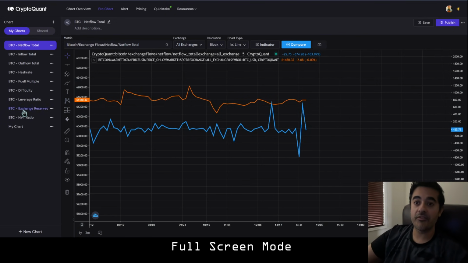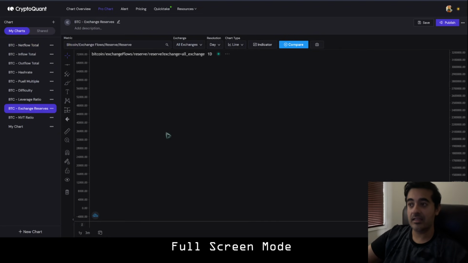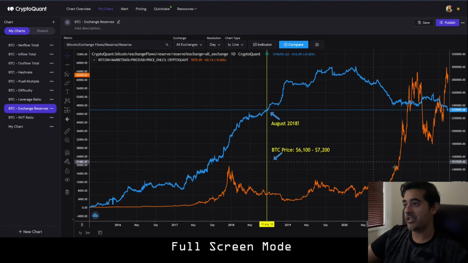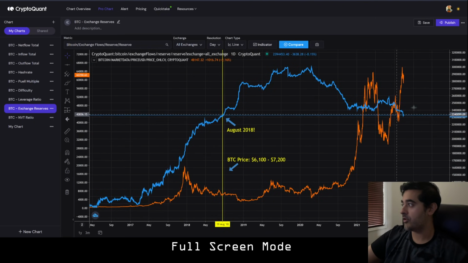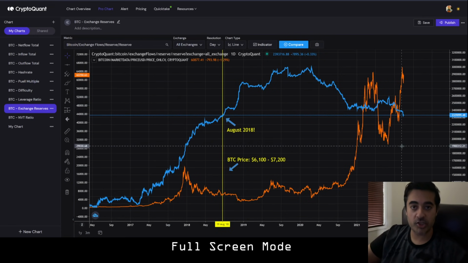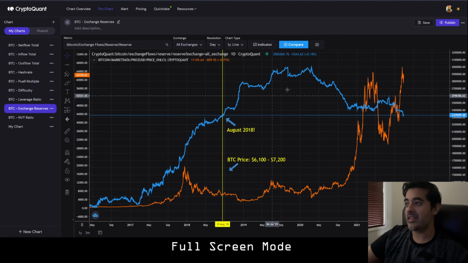Keep that in mind. Final thing we're gonna look at is the exchange reserves. Now the exchange reserves, this is pretty clear the way this works, okay? So what you're looking at on the right-hand side, the blue line, is the amount of Bitcoin on exchanges, right? The reserve on the exchanges. What you've seen is that this number has been steadily dropping since March of 2020. Now, what does that mean?